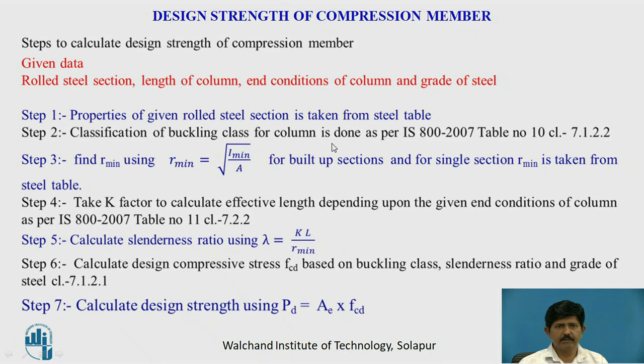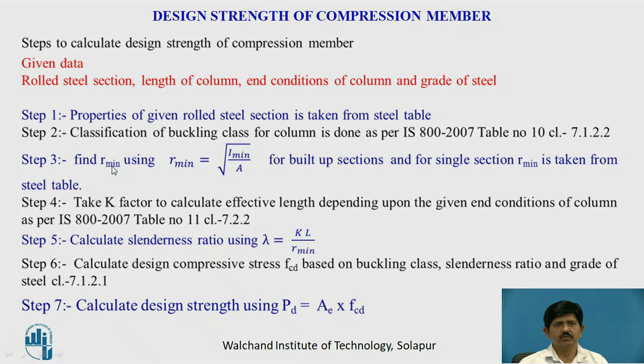So these are the steps to be followed to find out the design strength of a compression member. Generally, the data given is the rolled steel section, length of the column, end condition of the column and grade of steel. The first step is to find out the properties of the given rolled steel section from the steel table. Step number 2 is to classify the buckling class of the column, which is done as per IS 800 2007, table number 10, clause number 7.1.2.2.